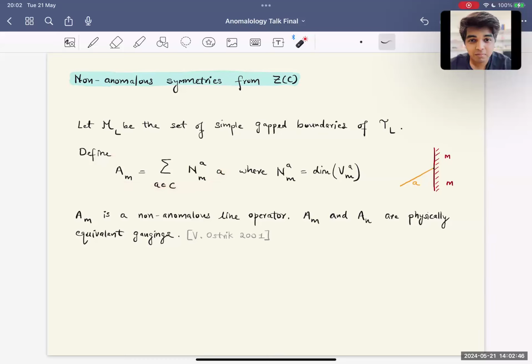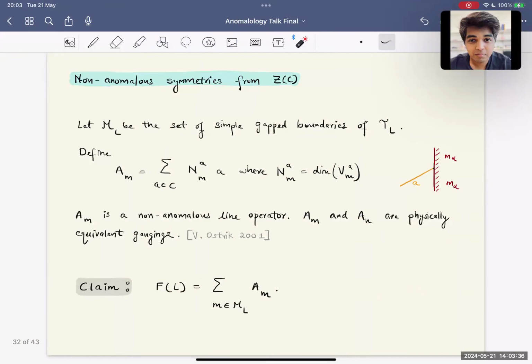The important thing that Ostrik showed when he introduced these module categories is that A_M is a non-anomalous line operator. You can put an algebra structure on A_M simply because this module exists. These gap boundaries are modules, and simply because these gap boundaries are consistent by assumption, you can put an algebra structure on A_M, which means that A_M is a non-anomalous line operator. This is the crucial part where we introduce the module category part and the algebra part. Given these gap boundaries, you can construct these non-anomalous line operators, and these are the line operators that show up when you do the bulk to boundary map.